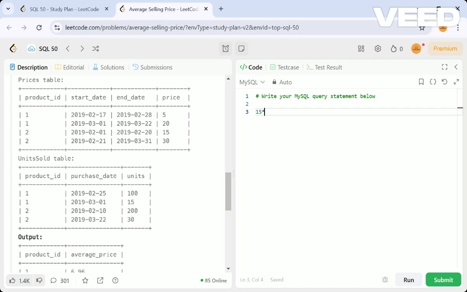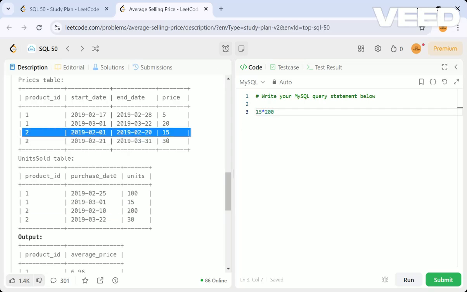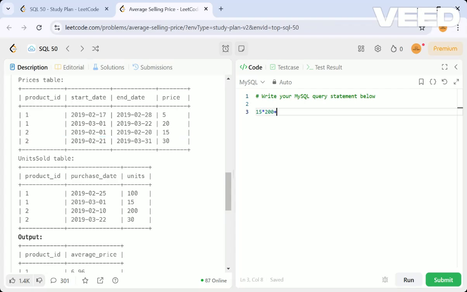15 into 200. For this date I am calculating for product two, 50 into 200 plus, what is the next one, 30 into 30, right? Divided by the sum of units. How many units have we purchased? 200 plus 30, that is 230. So the resultant we get will be the average. Okay, 16 point something we will get. So that is the answer for that.